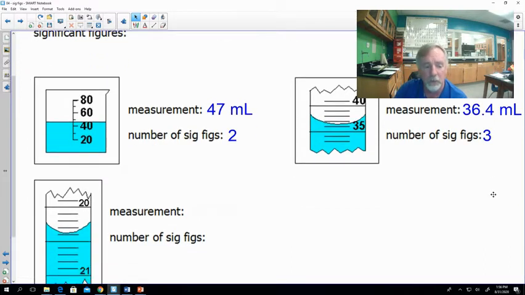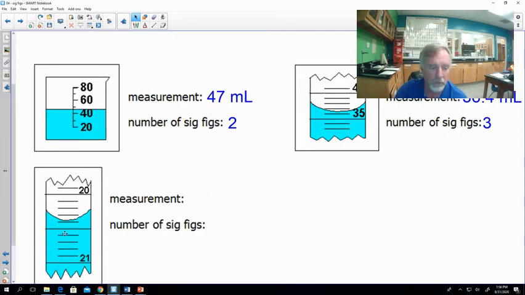And finally, one more example here. We're looking at this graduated cylinder. Actually, this is a burette because the numbers are going down as you go down. So we have 20, 1, 2, 3, 4, 5, 6, 7, 8, 9, 10. So we have 10 tick marks between that 20 and the 21. So that must mean each tick mark is 0.1 milliliters. So where are we on our scale here? We're at 20, 21, 20.1, 20.2, 20.3, not quite to 20.4.